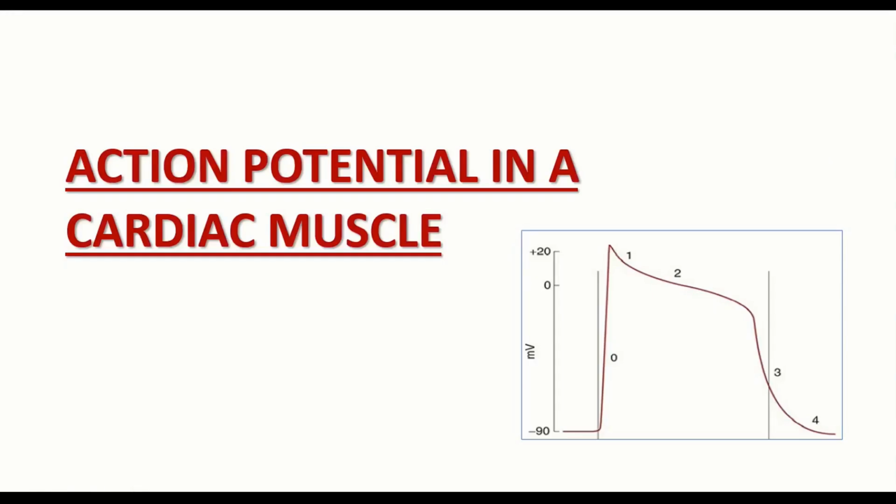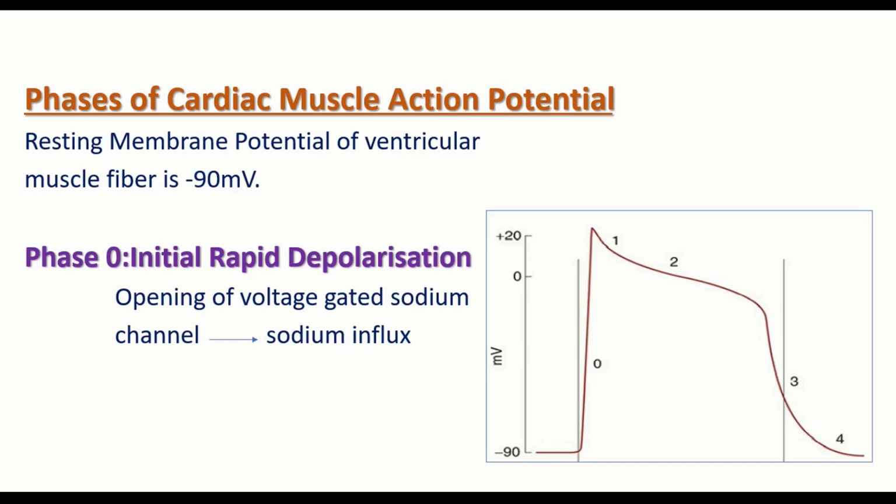Hi all. Today we are going to discuss the action potential in cardiac muscle, that is, both atrial and ventricular muscle fibers. Before going to the topic, we should understand some basic points. That is, a cardiac muscle cell or myocyte is polarized, that is, there is an electrical voltage across the cell membrane.